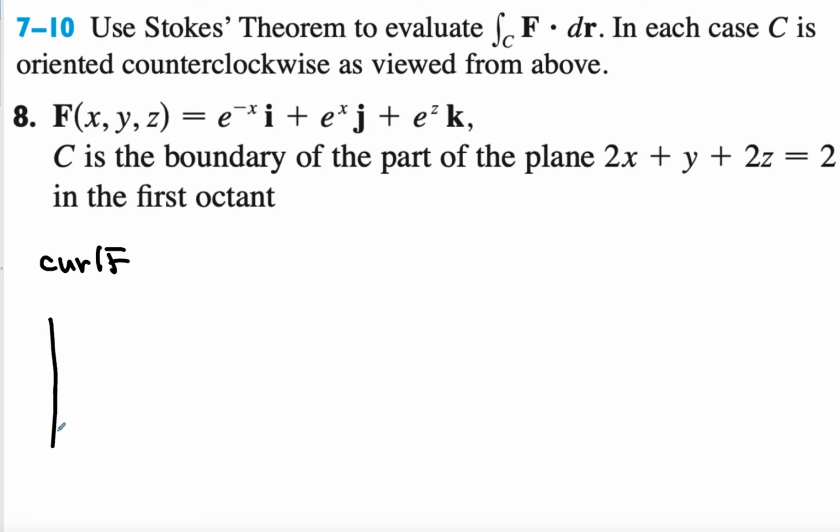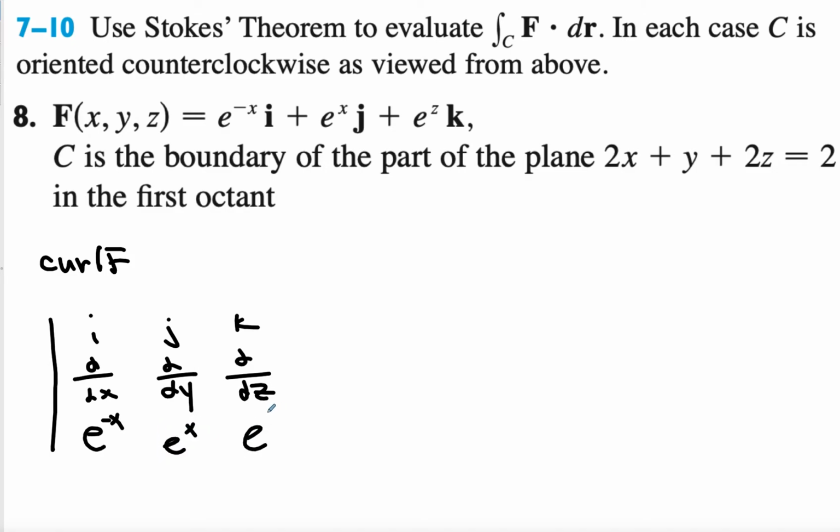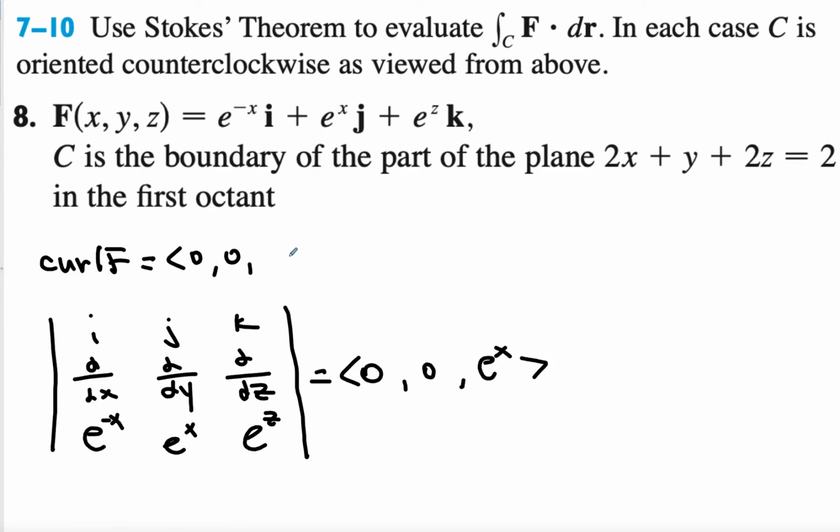How do you calculate the curl here? So i, j, k, partial with respect to x, y, z, and then here we have e to the negative x, e to the x, e to the z. So what is the first component? Boom, boom. None of them works out, so it becomes 0. Now, how about the second one? The variables don't match, so it becomes 0. The third one becomes e to the x. That's the only thing that we have. So curl is simply 0, 0, e to the x.